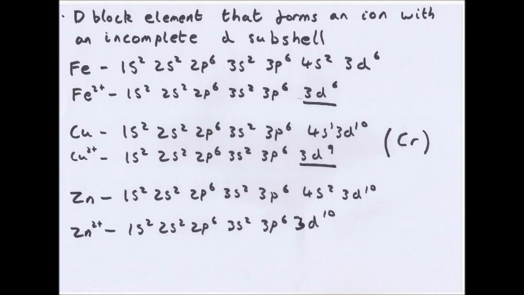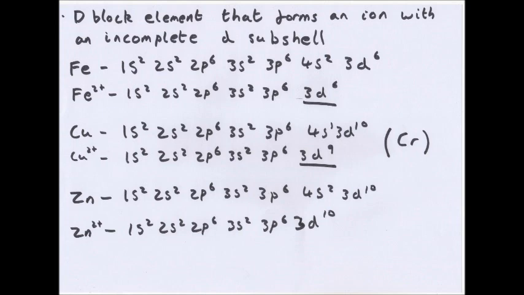But it has to form at least one ion. It can form more than one, but it has to form at least one where the d subshell is incomplete. A d subshell holds 10 electrons, so one ion has to have 9 or fewer. So here are some electron configurations.